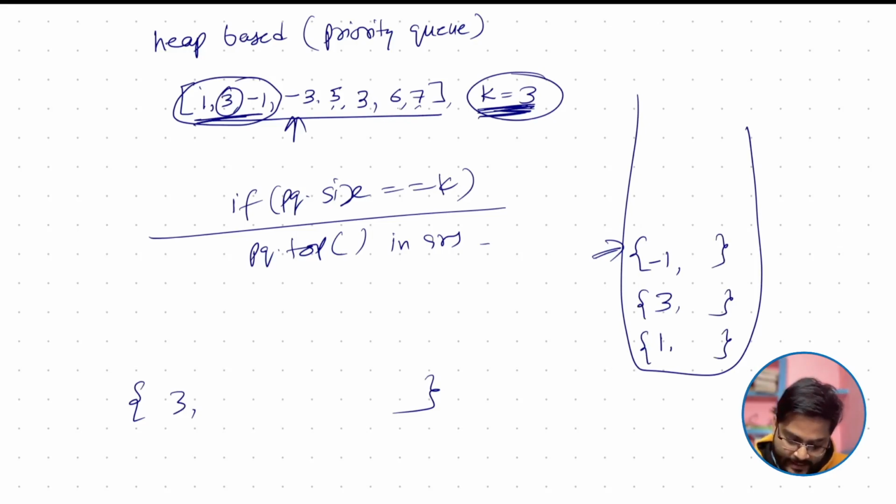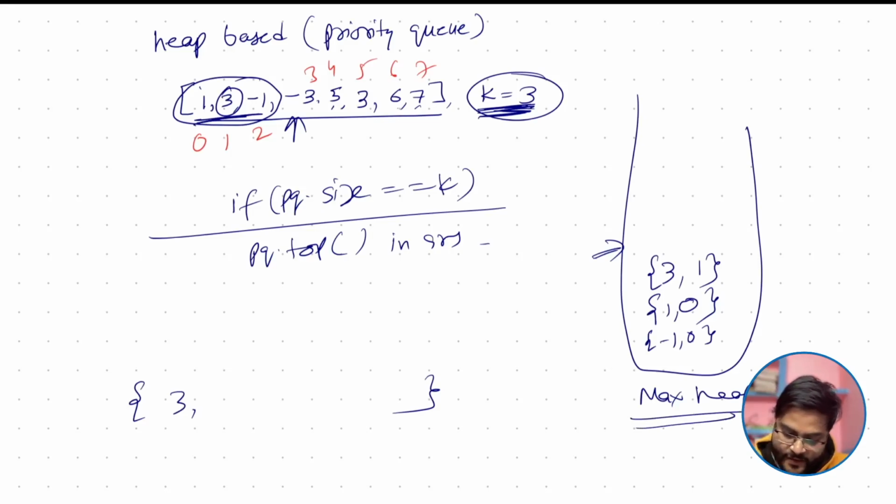We'll take a pair, and the indexes are 0 1 2 3 4 5 6 7. So 1's index was 0, 3's index was 1, and -1's index was 2. As this is a max heap, it will store in max heap order. In this way, this is the maximum and we are storing the index also. So I will check here.